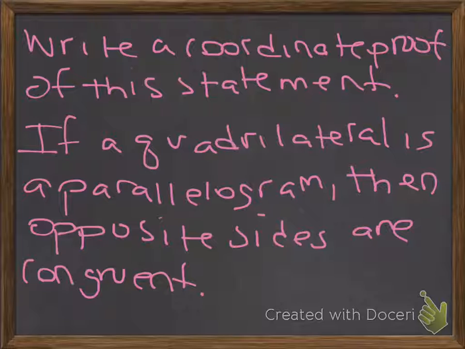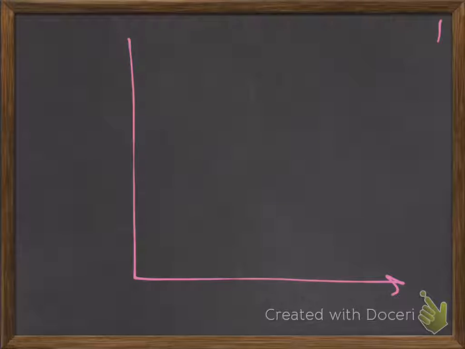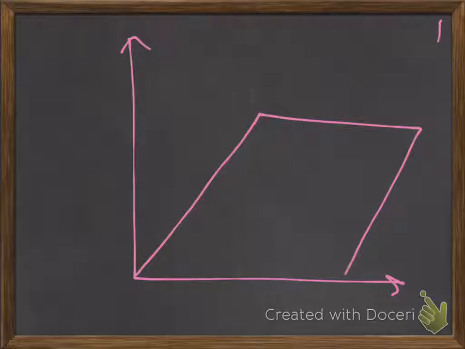The last example, we're supposed to write a coordinate proof of this statement. It tells us if a quadrilateral is a parallelogram, then opposite sides are congruent. So for this one, we're basically going to be assigning letters to points like we did when we were doing the coordinate proof. So let's say we drew our parallelogram, we would always want to start at the origin, and then we could have that be A.